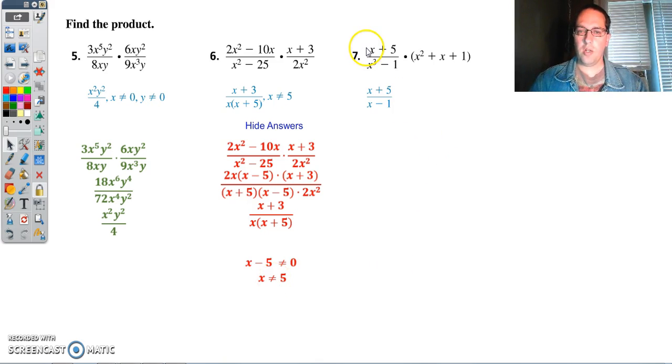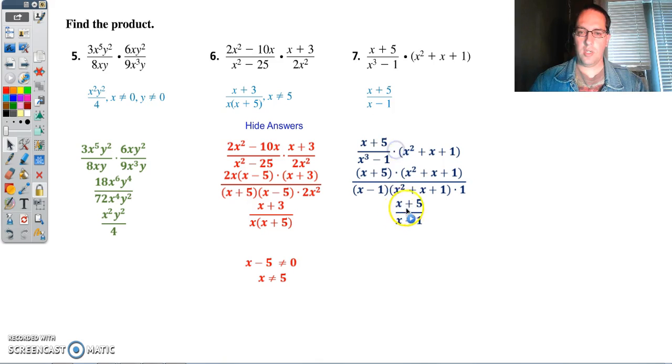All right. Number 7, we have this. I'm going to set this over 1, so there it is over 1. Factor the x cubed minus 1. This is a difference of cubes, sorry. And so that factors as x minus 1 times x squared plus x plus 1. And those two are the same, so those get factored out, and multiplying by 1 doesn't do anything, so we can ignore that. And that just leaves us with the x plus 5 and the x minus 1. Now, we would set this equal to 0, but it doesn't work. It'd be imaginary, so we don't have to worry about saying it can't equal anything.